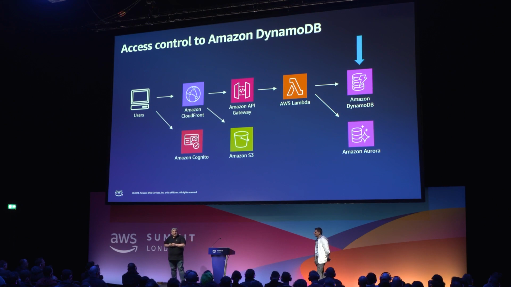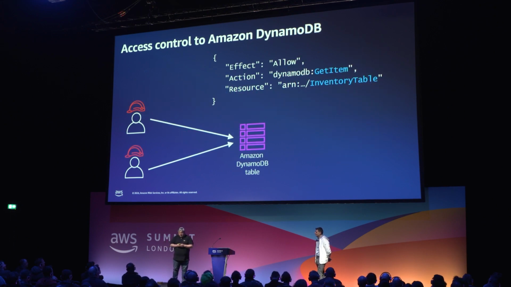I then need to think about access control into my DynamoDB. Now, here's a pretty simple example of how you can do access into DynamoDB. I promised you some IAM. This is where I'm going to apply this policy to my Lambda role. And I'm going to say that you can get item on the inventory table if you are that particular role. And that's great, and that's what lots of us have done for a long time.